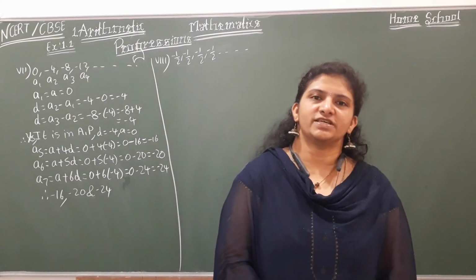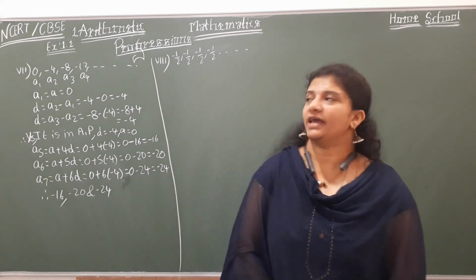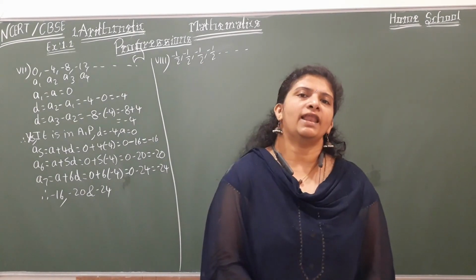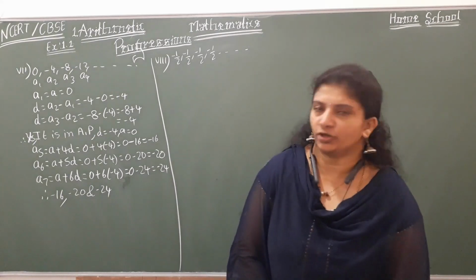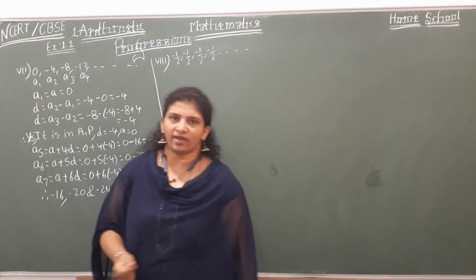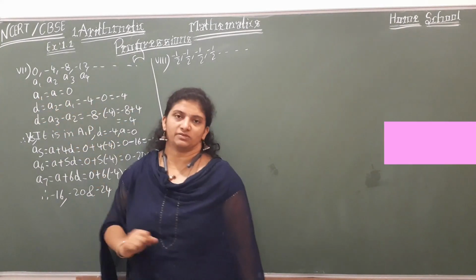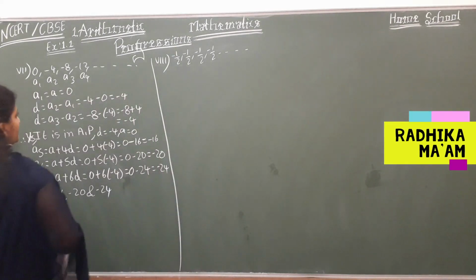This is our fourth session of Arithmetic Progression, NCERT Mathematics Exercise 1.1. In our last session we completed up to the 6th problem of the exercise. So now in this session we are going to start from the 7th problem onwards. So what's your 7th problem?